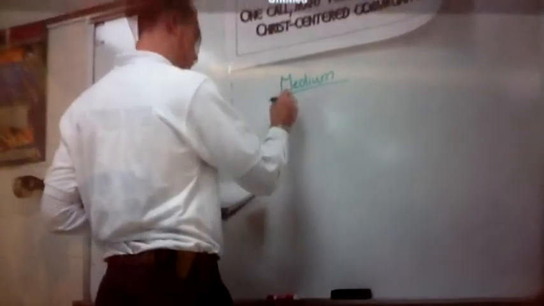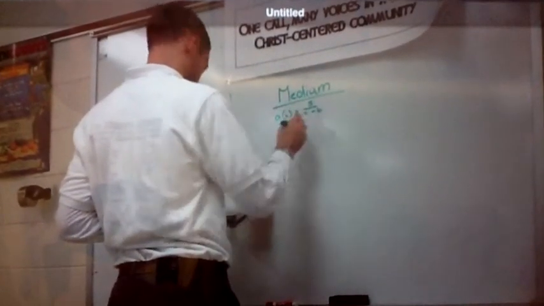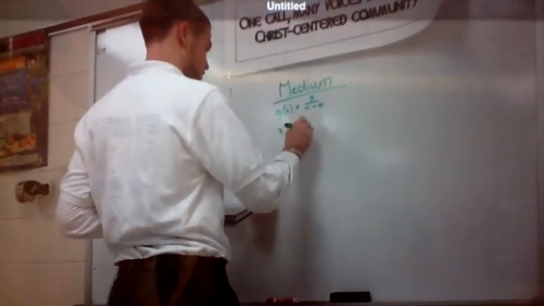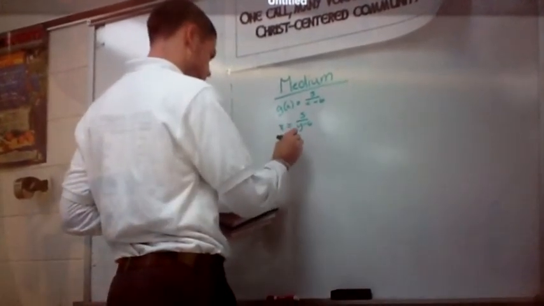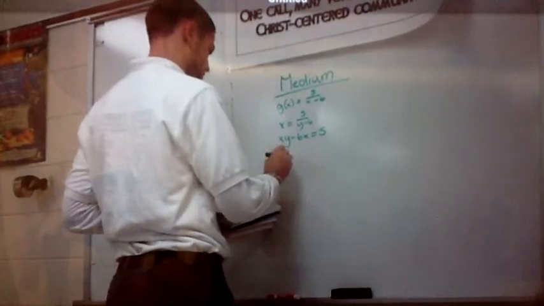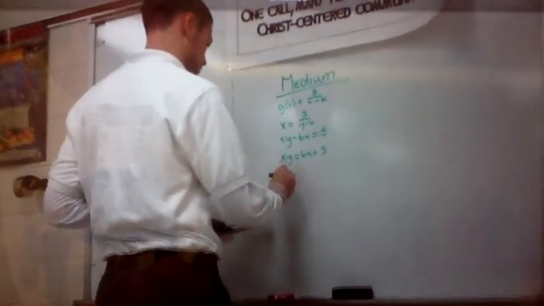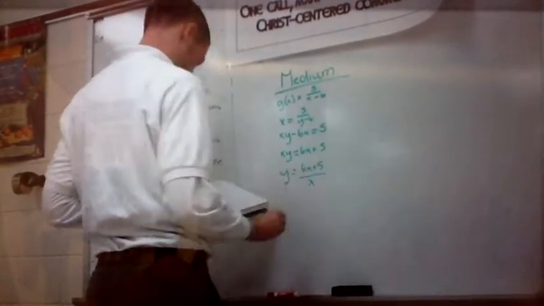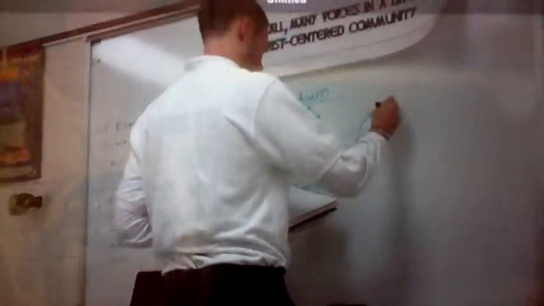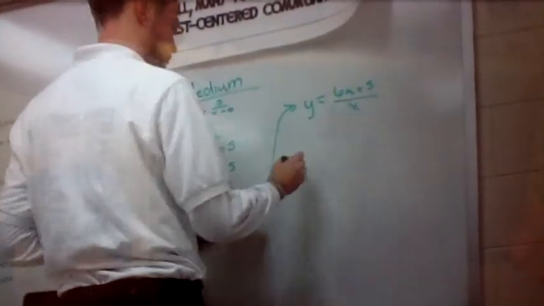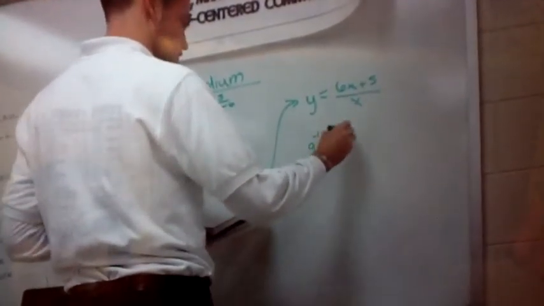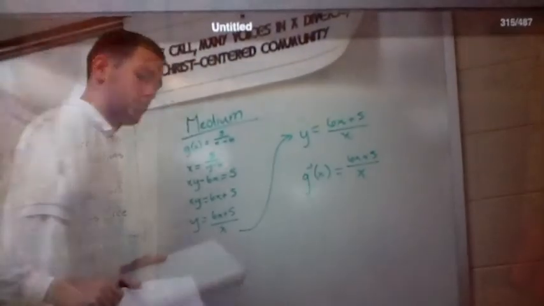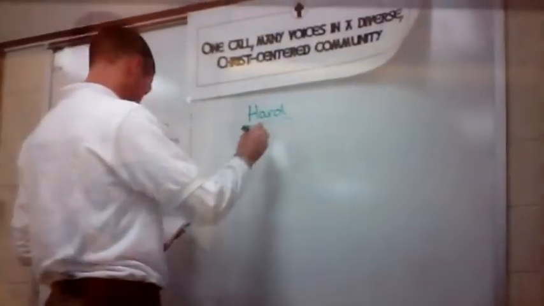A harder one that you might learn in pre-calc would be g of x equals 5 over x minus 6. And you do this very same thing here, you just switch the x and the y and solve for y. So you get g inverse of x equals 6x plus 5 over x. That would be a more difficult problem.